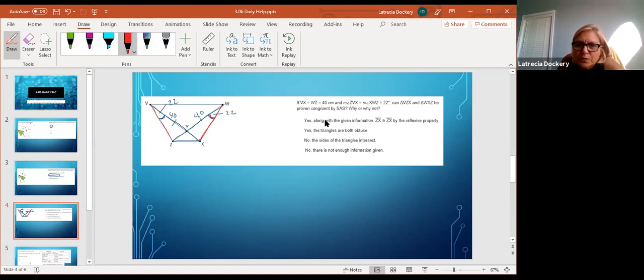Let's look at our answer choices. Yes, along with the given information, ZX is congruent to ZX by the reflexive property, but that doesn't satisfy side-angle-side. The triangles are both obtuse, but that doesn't answer it. I would say not enough information. Whoops, I lost my share. There we go, share's back.